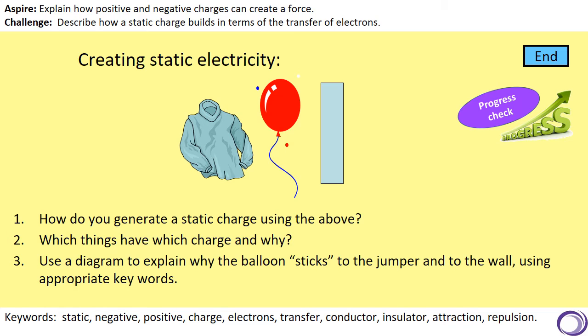Use a diagram to explain why the balloon sticks to the jumper. The balloon sticks to the jumper because opposites attract, so they attract each other. But the balloon sticks to the wall because the balloon will induce a charge on the surface of the wall. So even though it's overall neutral, the electrons have moved further away. So temporarily, the surface of the wall becomes positive. So we get attraction between the two different charges.